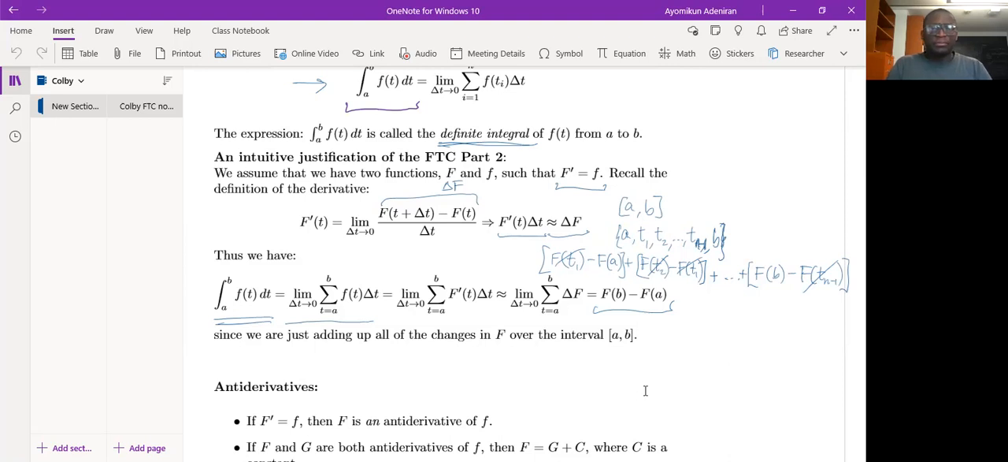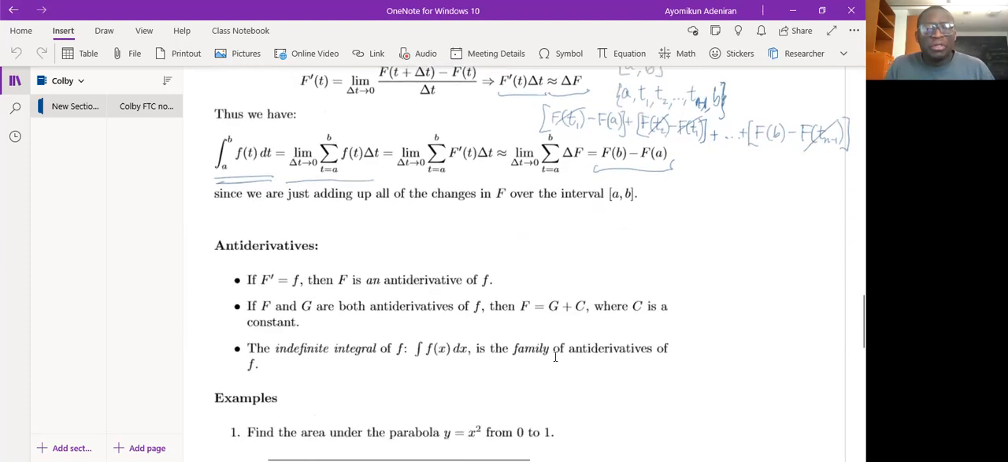So we're adding up all of the changes in F, and that's what gives us this. This is the picture for the fundamental theorem of calculus, part 1 and part 2. Okay, so I want to go ahead and look at a few questions that would help us to understand what we've just looked at.